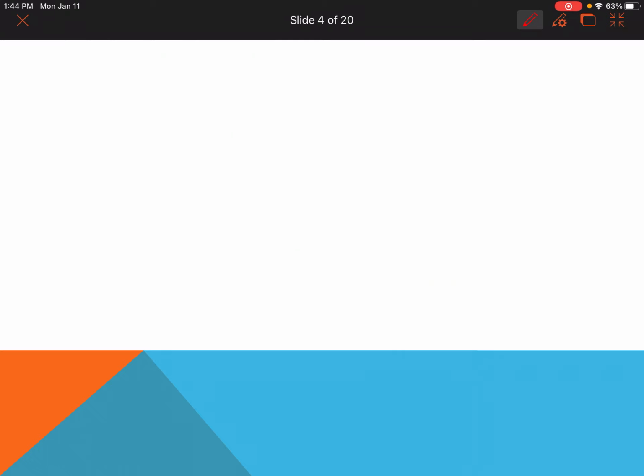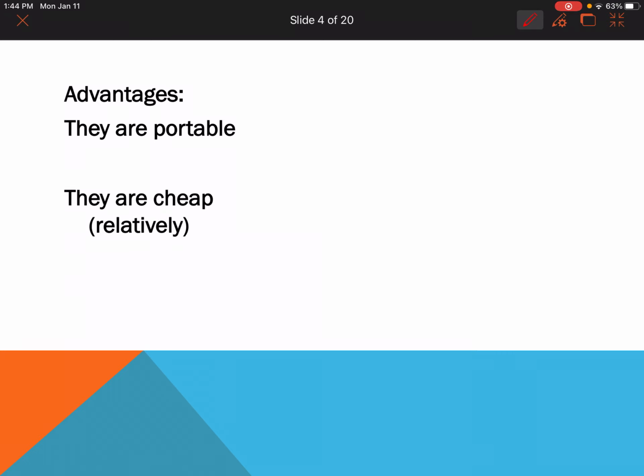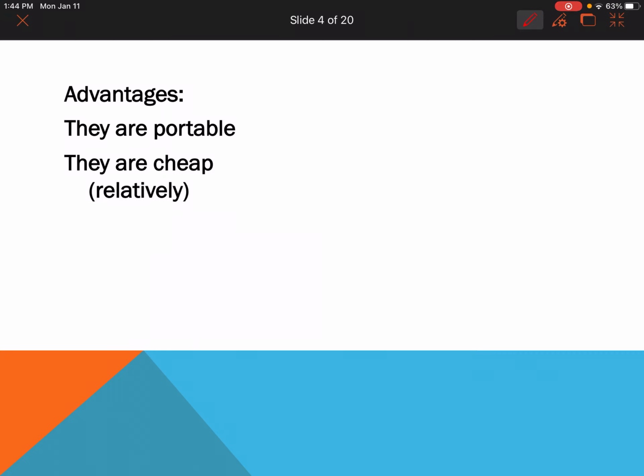Now, advantages and disadvantages, good and bad things about having batteries. Advantages: they are portable, right? We can take them places. We don't have to be constantly looking for an outlet and plugging something in. So the electrochemical cells are portable, and relatively speaking, they are not that expensive to run.